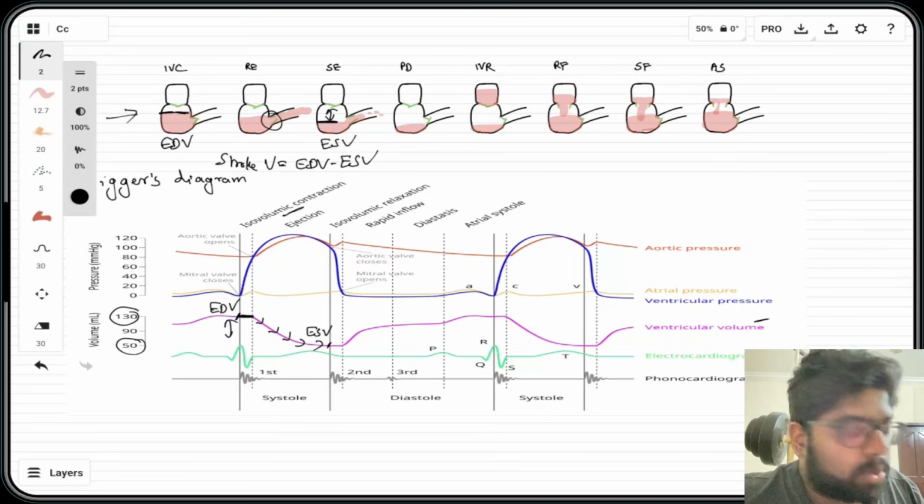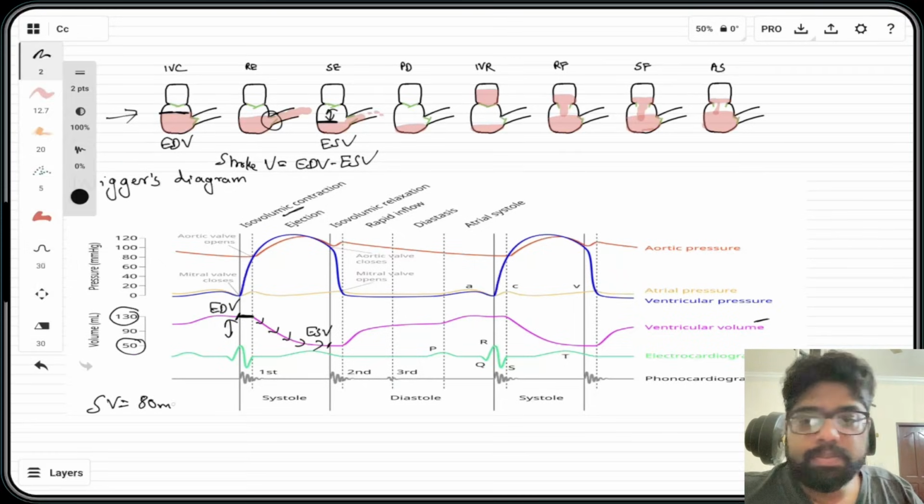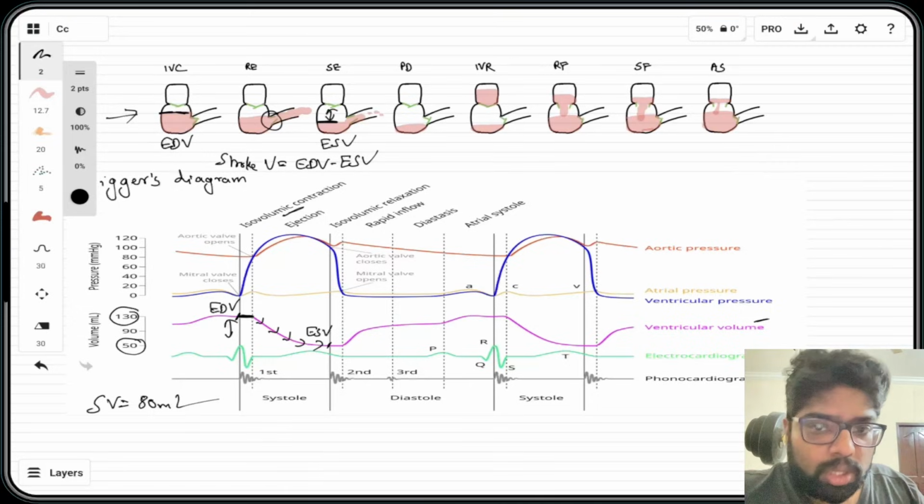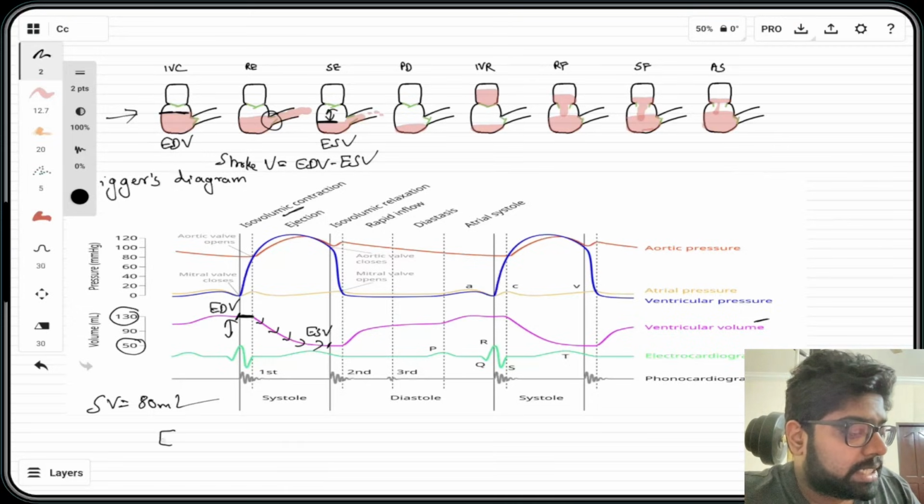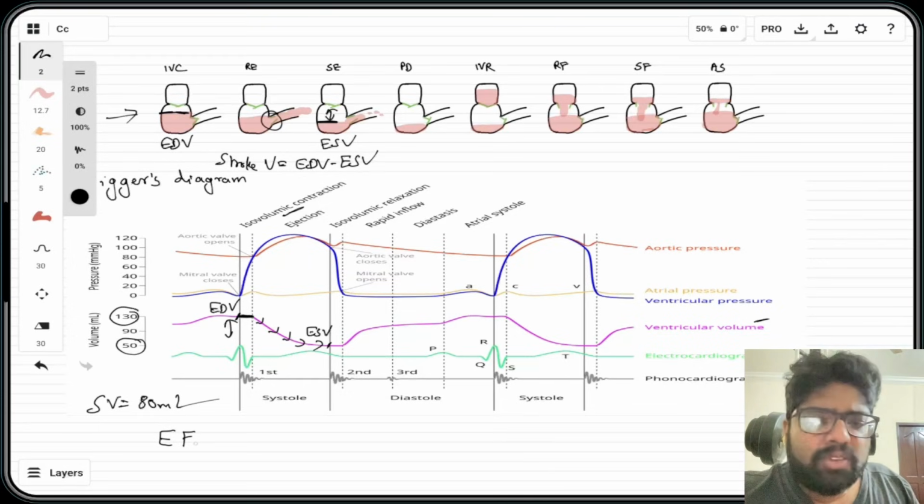So the stroke volume here is going to be 130 minus 50, which is going to be 80 ml. Now, when we are talking about these volumes, there is also one more parameter that you should keep in mind, something known as ejection fraction. Again, in physiology, every term speaks for itself.